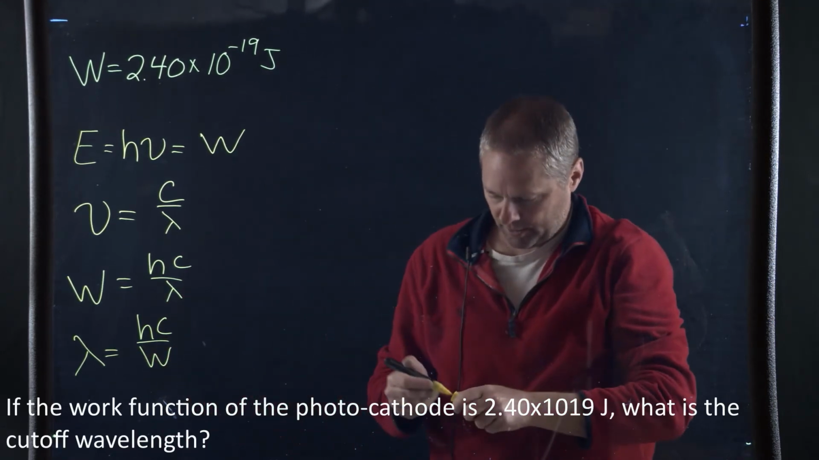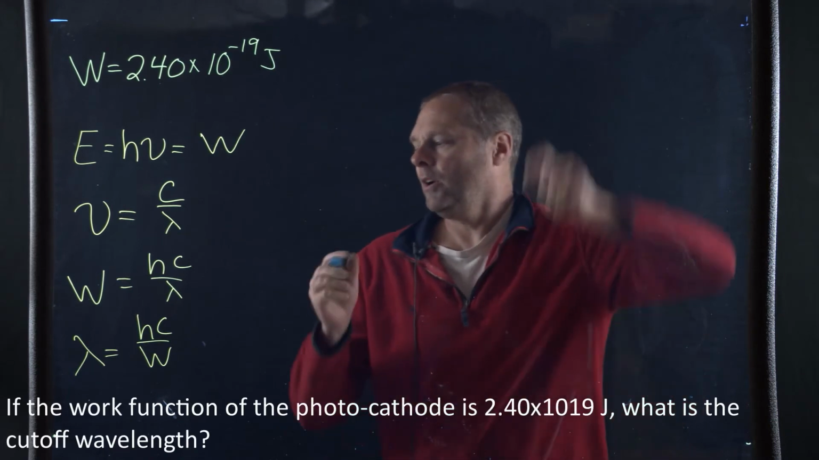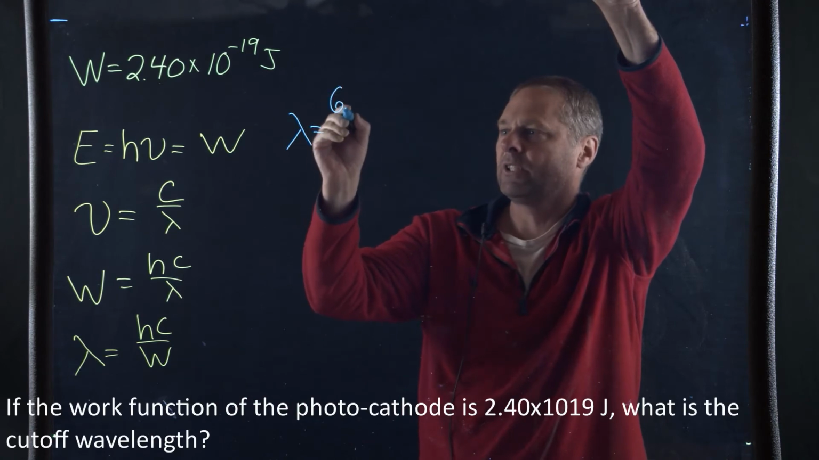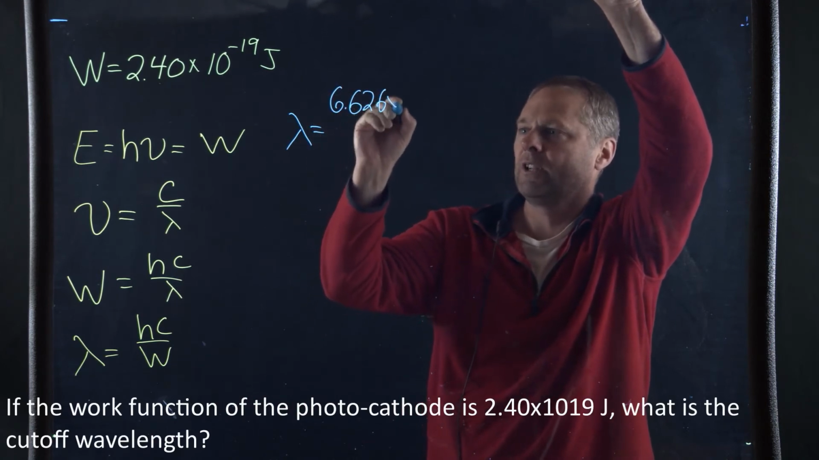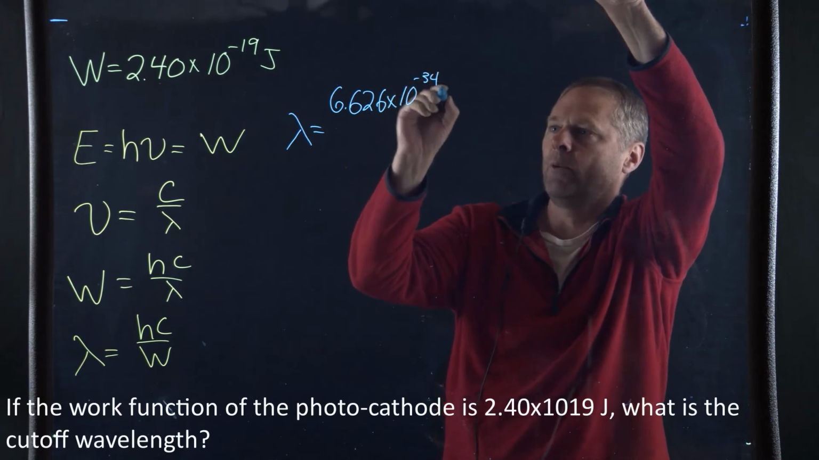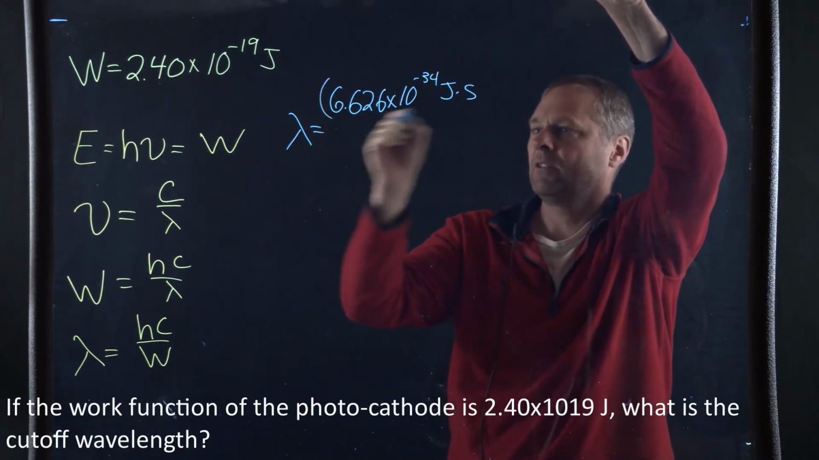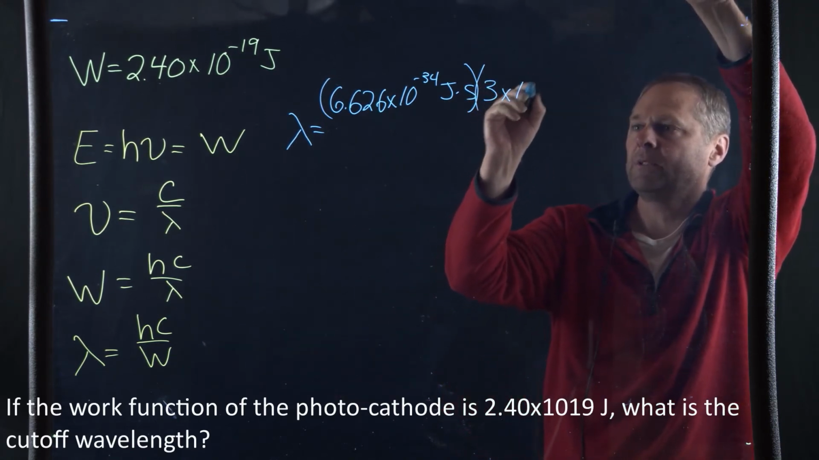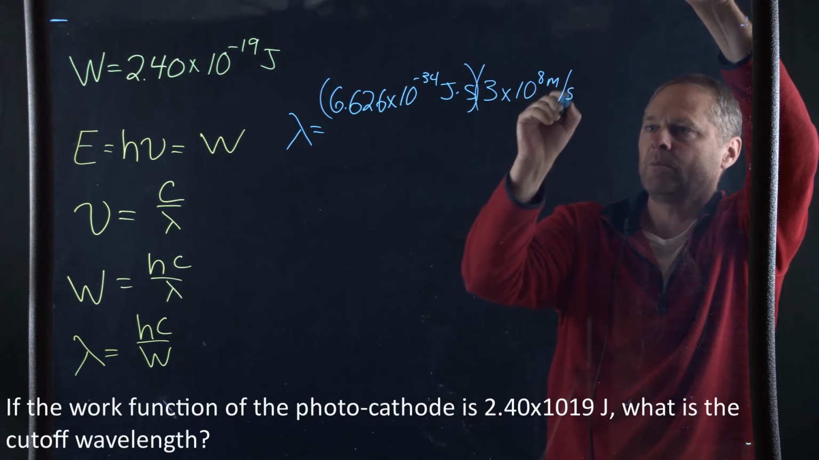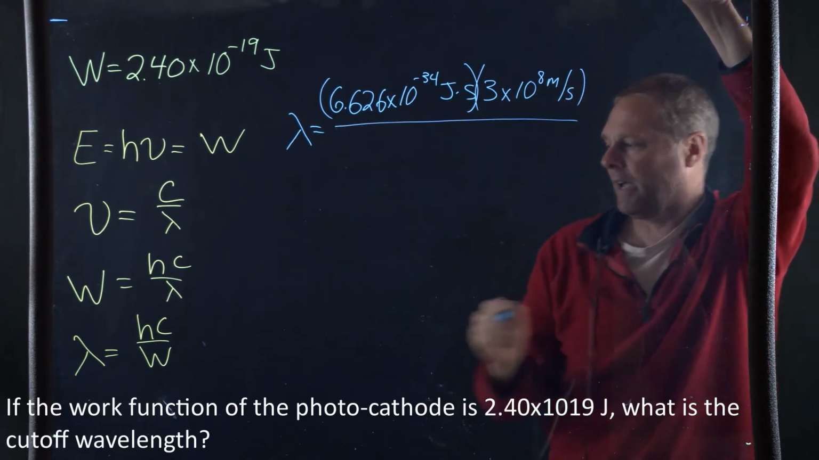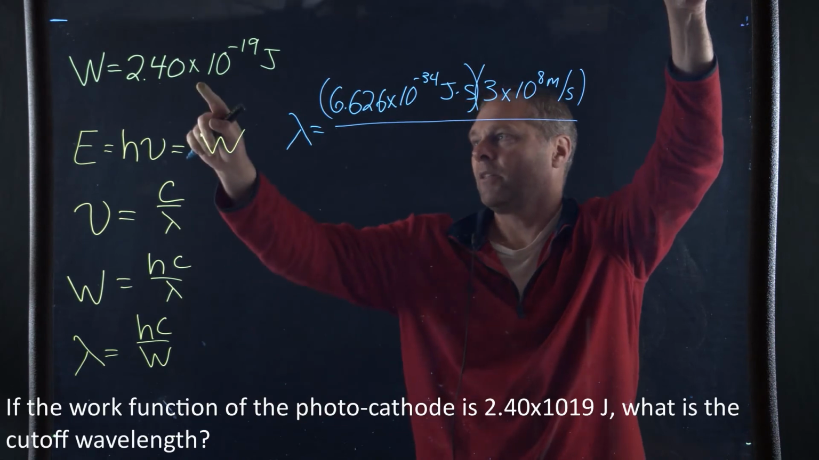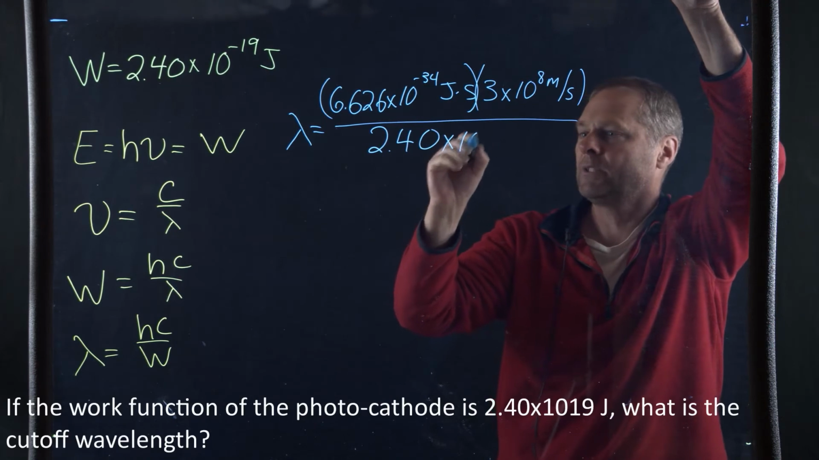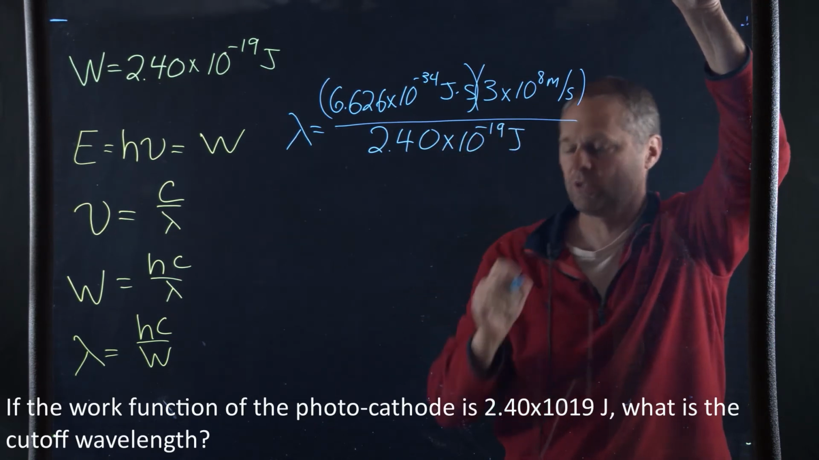Now we can plug into this expression. I'm going to use a different color. Lambda is equal to h, which is Planck's constant, 6.626 times 10 to the negative 34 joule seconds, multiplied by the speed of light, 3 times 10 to the 8th meters per second, divided by the work that we have, 2.40 times 10 to the negative 19th joules.